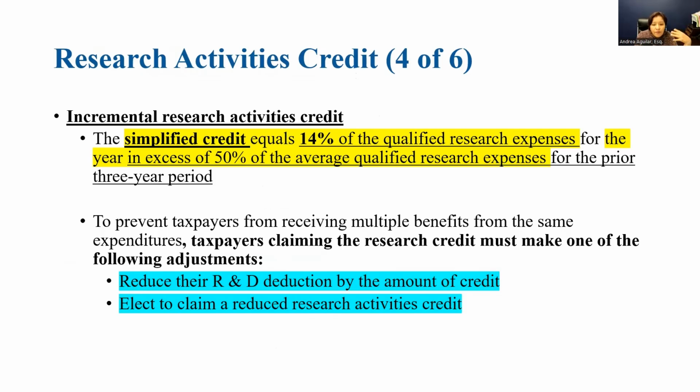Now, to prevent taxpayers from receiving multiple tax benefits from the same expenditure, any taxpayer that is claiming a research credit must make one of the following adjustments, okay? Reduce their R&D deduction by the amount of the credit, or elect to claim a reduced research activities credit.